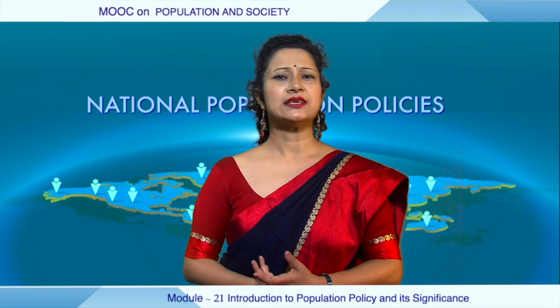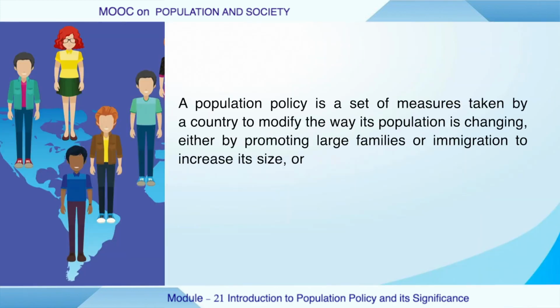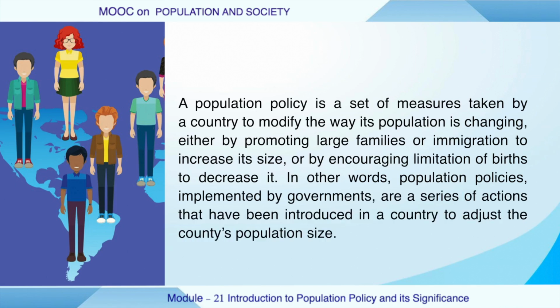Now we need to understand more about a population policy. So a population policy, dear learners, is a set of measures which are taken by a country to modify the way its population is changing, either by promoting large families or immigration to increase its size, or by encouraging limitation of births to decrease it. In other words, such policies are implemented by governments and are a series of actions that have been introduced in a country to adjust the country's population size.